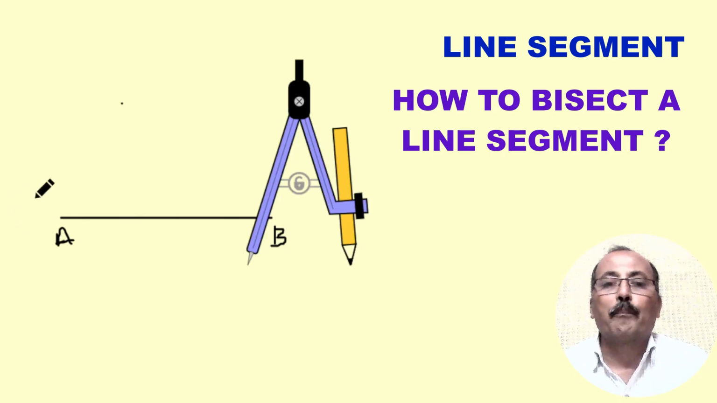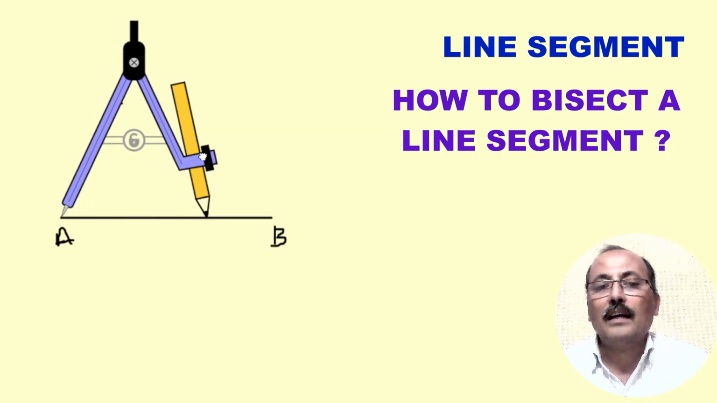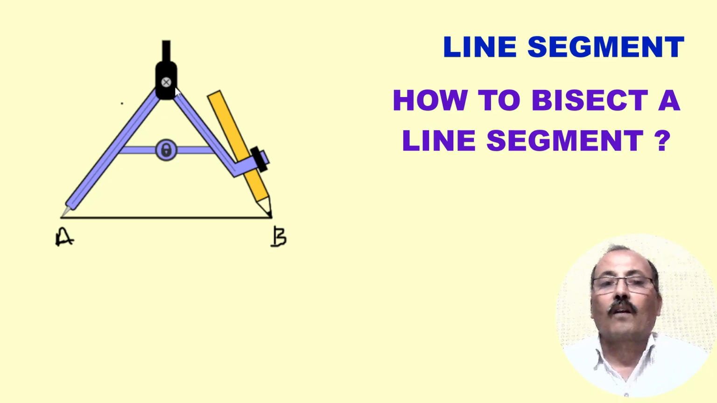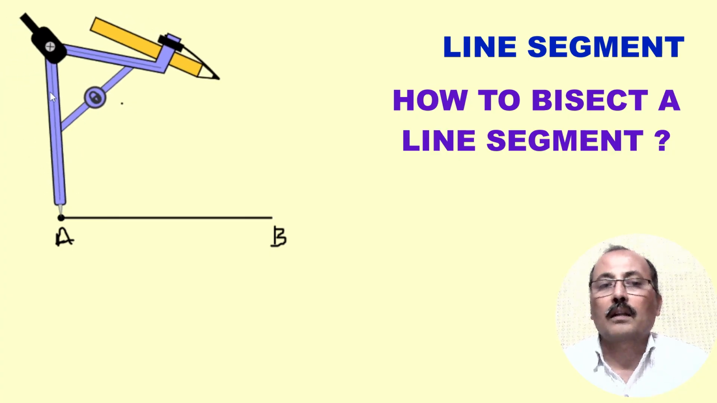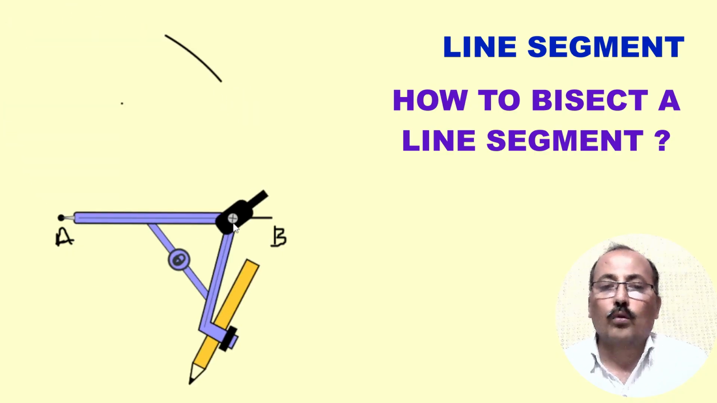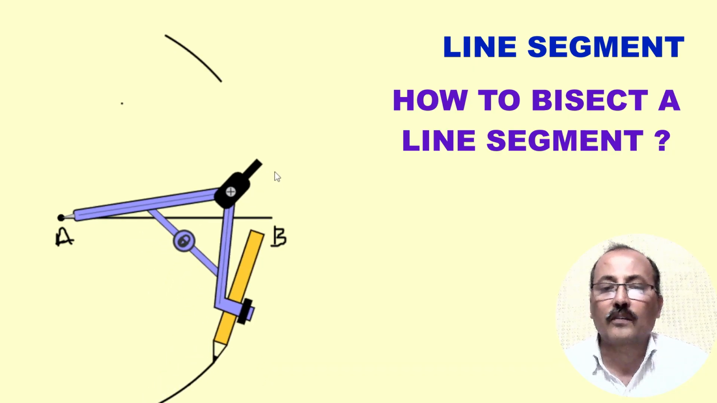Then take the compass. Okay, keep it at one end point and take the other one to the B end point. Now draw an arc on the top. Arc on the top and on the bottom. See, you can draw the whole full arc also, but I am drawing from here to there. Simply I have drawn from here to there.